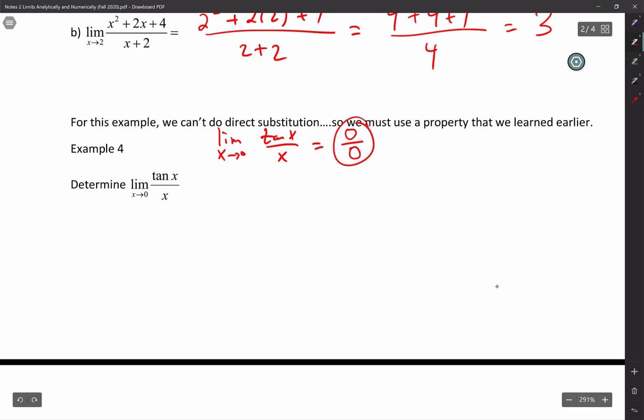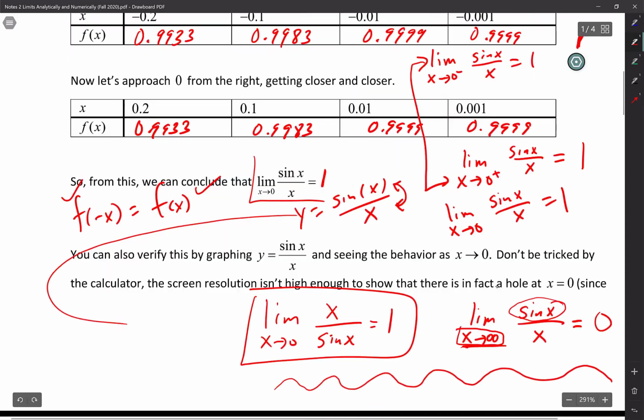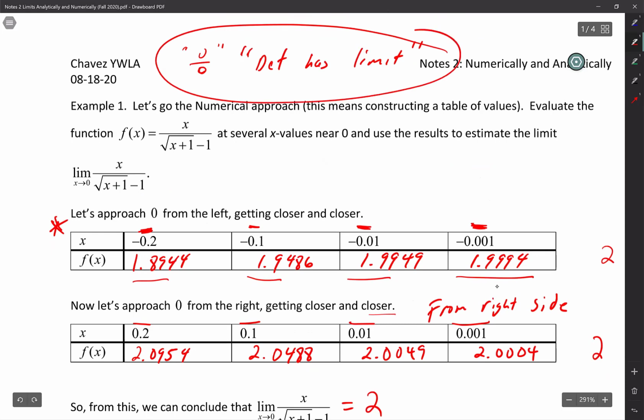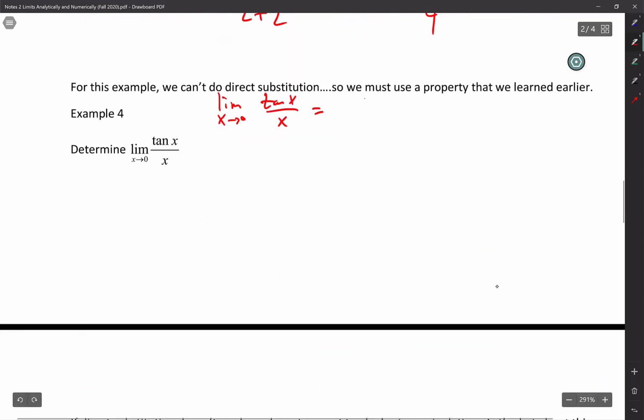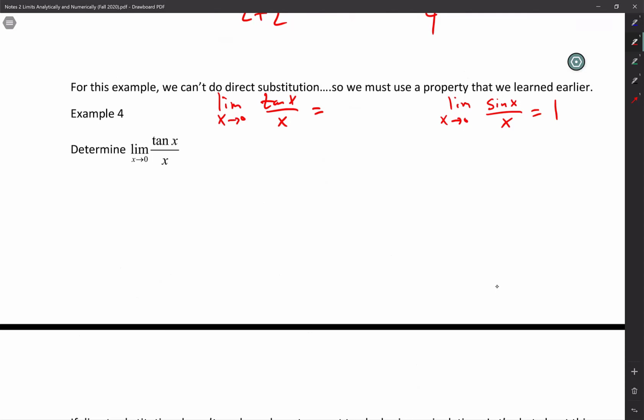So you see this, and you're immediately thinking, did I write it up here? Oh, 0 over 0 definitely has a limit. The only property we know right now is the limit as x approaches 0 of sine x over x, and that limit is 1. So I want to get tan x over x to be sine x over x. Now we get to do our pre-cal, and we're like, yes, I'm glad I took pre-cal with Chavez.